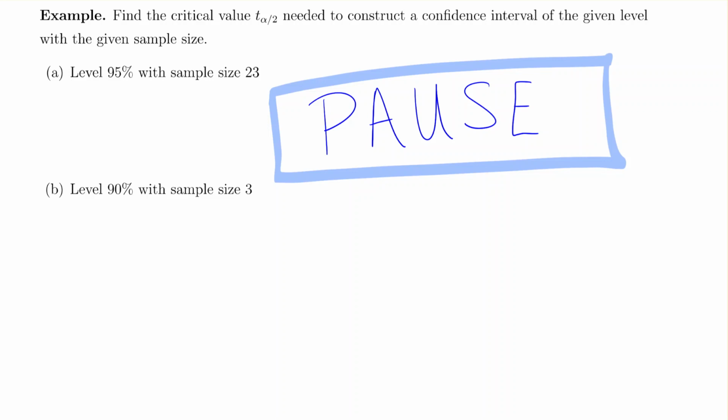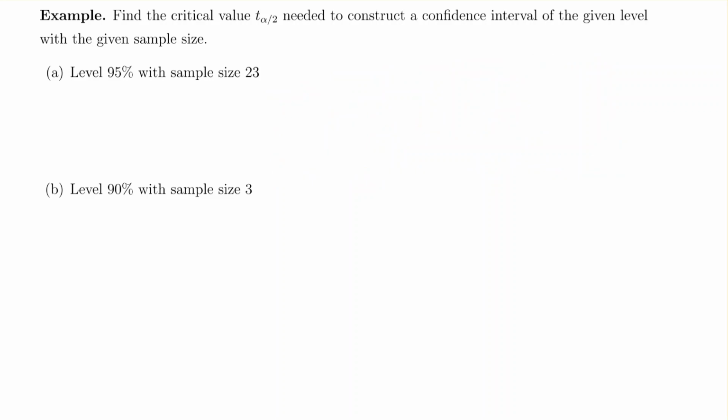So here we're asked to find the critical value T alpha over 2. Now, we know in this class we really need to pay attention to small details. This small detail of T alpha over 2 as opposed to Z alpha over 2. The fact that we're seeing T alpha over 2 tells me I'm not using my cumulative normal distribution chart. Instead, I need to use the student's T distribution chart.